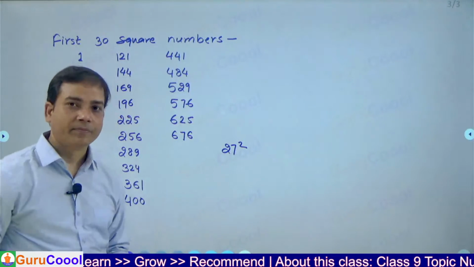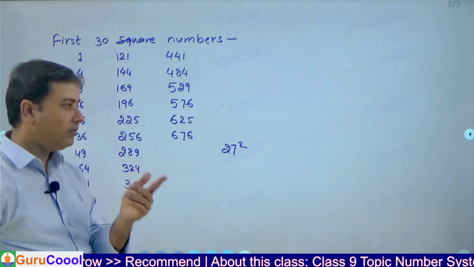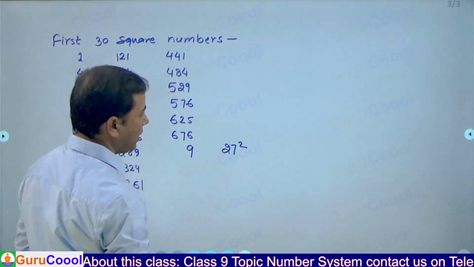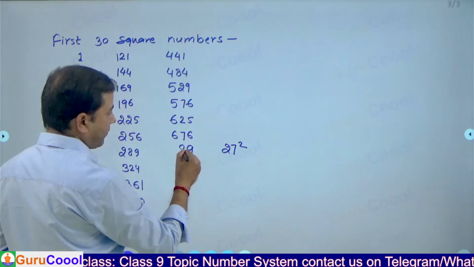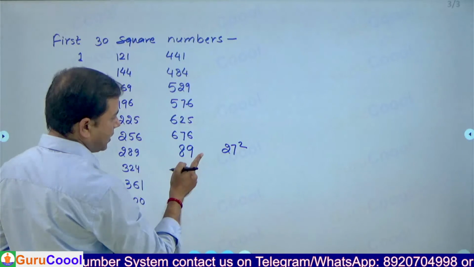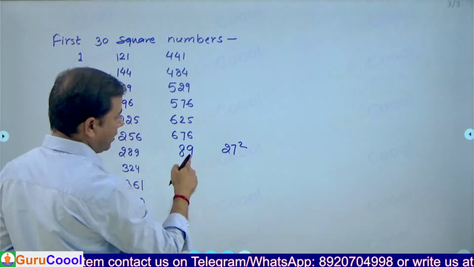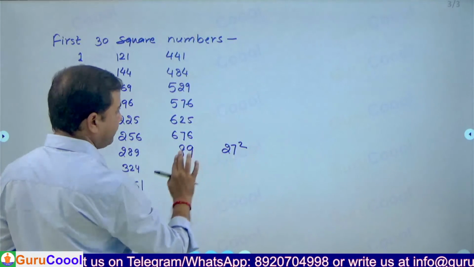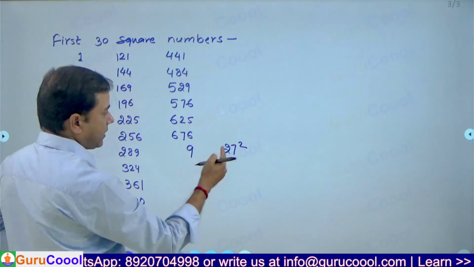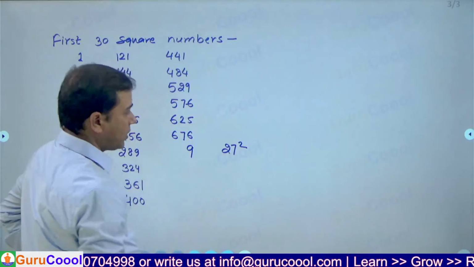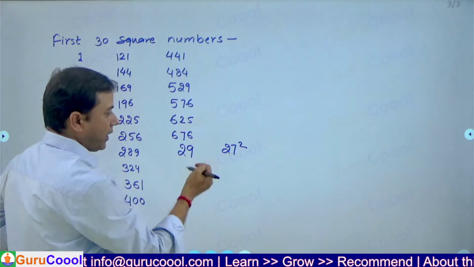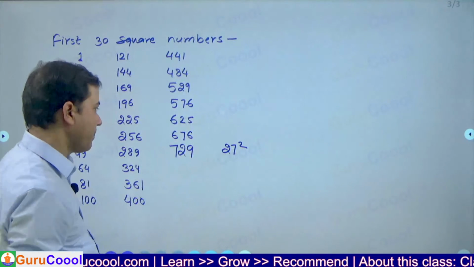What is that? See, I am doing that short calculation. 7 7s are 49, 4 carries. 7 2s are 14, 14 2s are 28, plus 4, 32. And 3 carries, 2 to the 4 plus 3, 729.